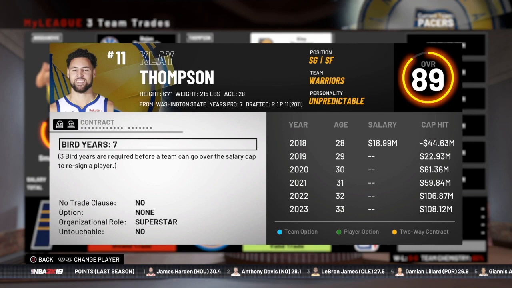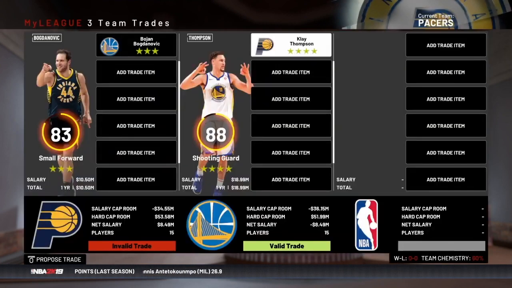However, if I wanted to trade Bogdanovich for Klay Thompson, you can see Klay Thompson's contract is $18.99 million, $8 or $9 million or so above Bogdanovich's contract, and you can see here it's not a valid trade. So in the case of Klay Thompson, this is just a straight up deal I'm not going to be able to make, because the salaries are too far apart.